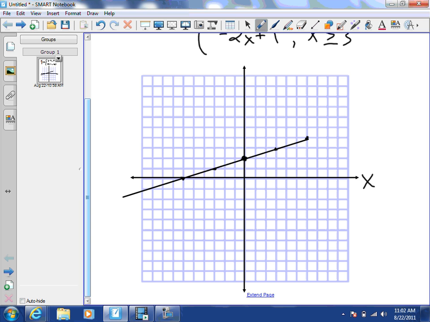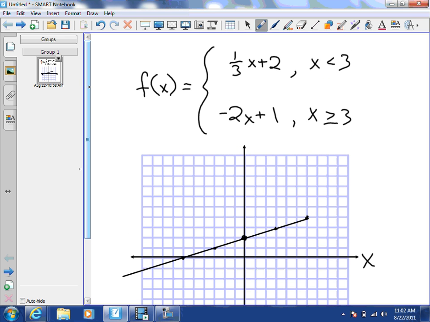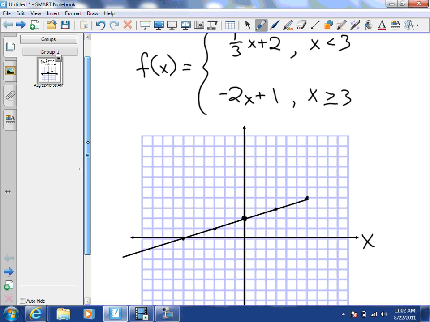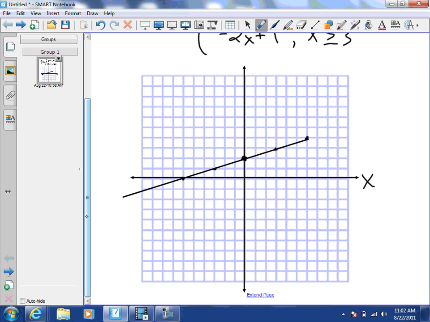And remember, this is our x-axis. We're only going to use that for the x values that are less than 3. Well, here's 3. So basically, I've got to take this line and I've got to move it.